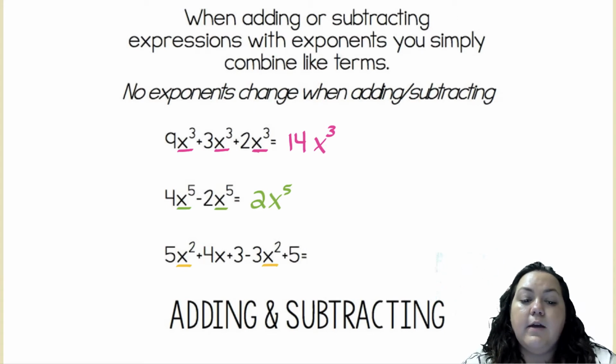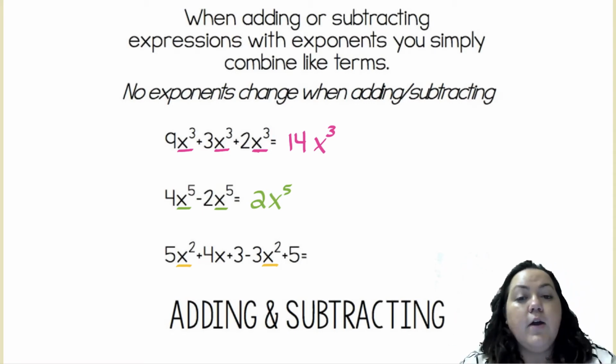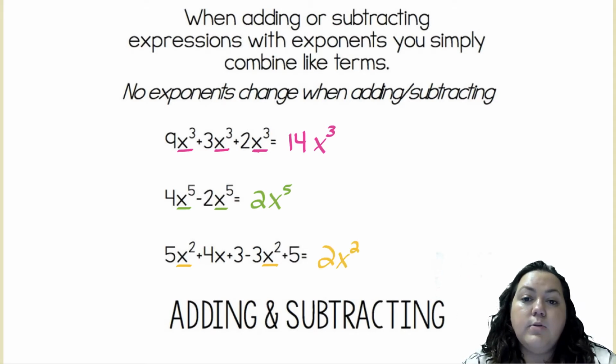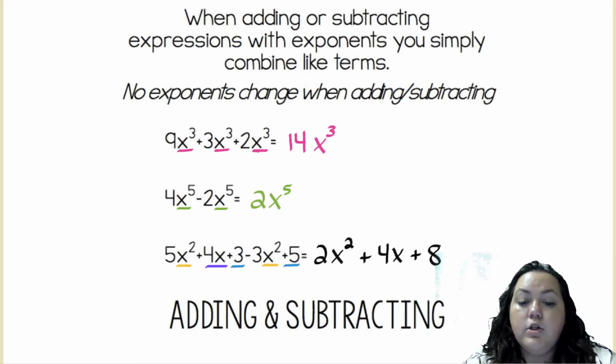So I'm going to do my x squares. I have 5x squared, and then I have a minus 3x squared. So remember, you always have to look at the symbol in front of it to tell you if you're adding them together or subtracting them. So 5x squared minus 3x squared would give me 2x squared. Then I have 4x, and I don't have any other x's, so I'm just going to bring the positive 4x next. And then I have constants. I have a 3 and a 5. 3 plus 5 would give me 8. So I have 2x squared plus 4x plus 8 as my answer.